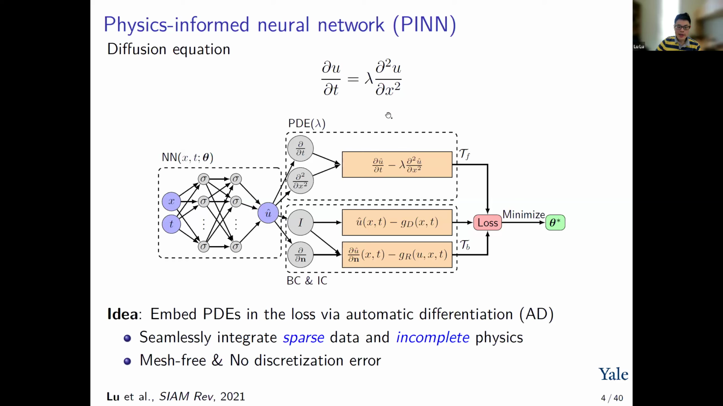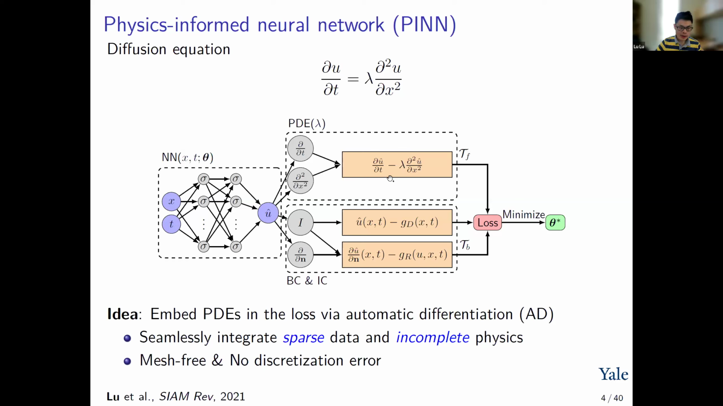Now, let's see how we can construct a network or construct a loss function in terms of the equation here. So the idea is actually straightforward. We can compute the difference, or the error, of the loss function: du/dt, which is the left-hand side of the PDE, minus the right-hand side of the PDE, lambda d squared u/dx squared. So we can compute this at different locations of x and t, and for the corresponding output of the network u.